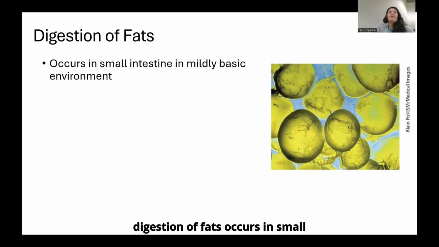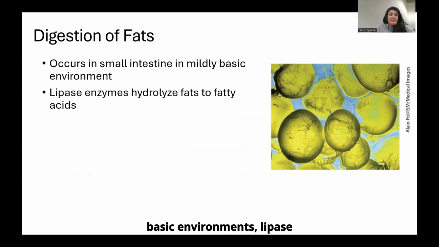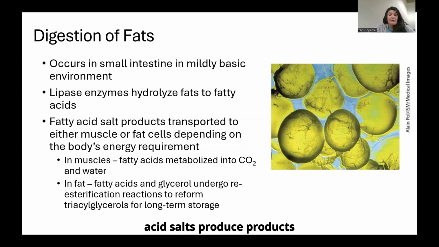So digestion of fats occurs in the small intestines in mildly basic environments. Lipase enzymes hydrolyze fats to fatty acids, and the fatty acid salt products are then transported to either muscle or fat cells, depending on the body's energy requirements. They'll go to muscles when fatty acids are metabolized into carbon dioxide and water. In fat, the fatty acids and glycerols undergo reesterification reactions to reform triacylglycerols for long-term energy storage.